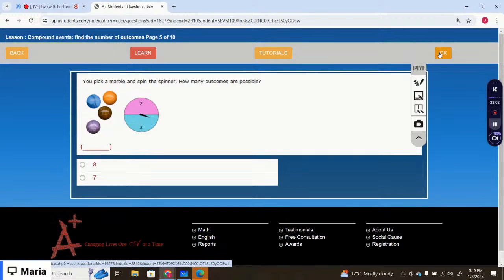You pick a marble and spin the spinner. How many outcomes are possible? Which is the correct option? The correct option is 8. Option number 1 is the correct option.